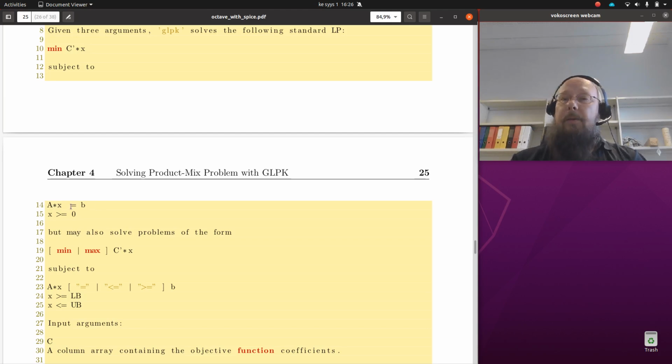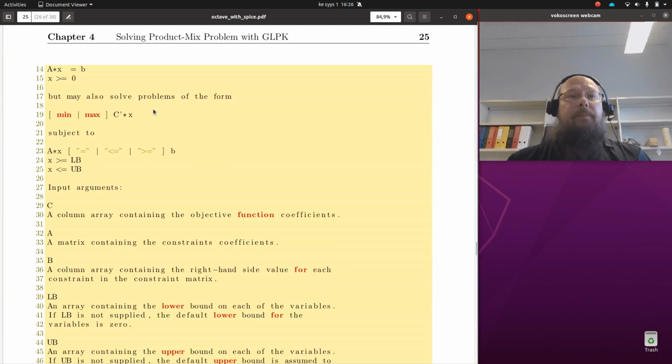Okay, this is good also. This is what we had, except there's an equality. We don't want equality, we want an upper bound inequality like this. Okay, so 3 parameters is not enough. Oh crap. Well, let's see, we have to read a bit further. But it may also solve problems of the form.